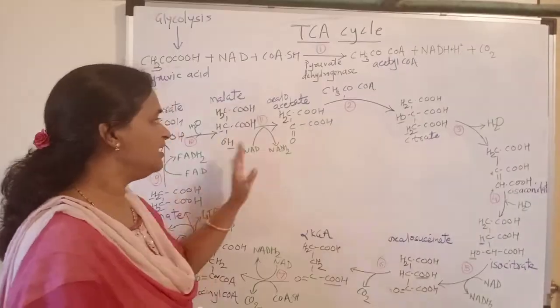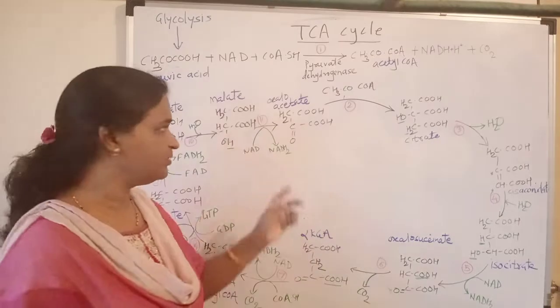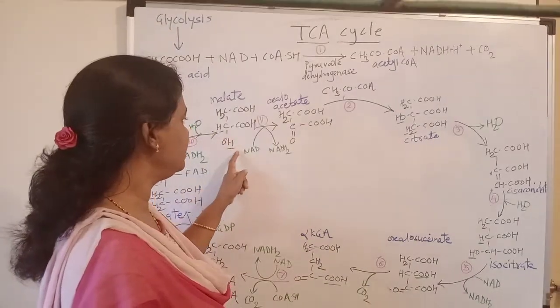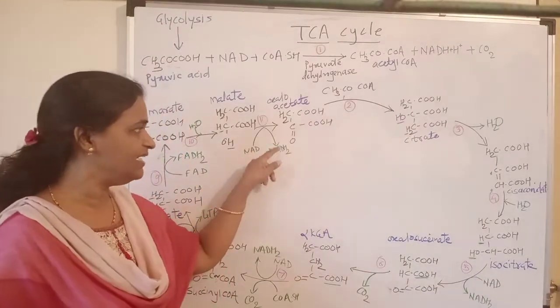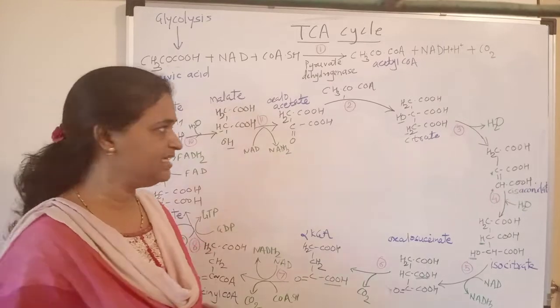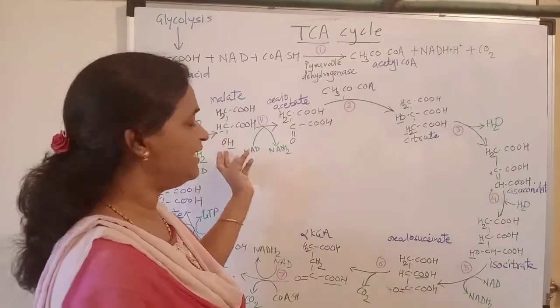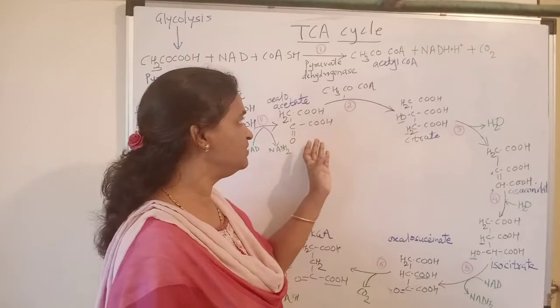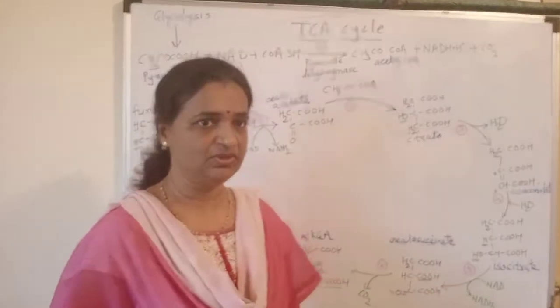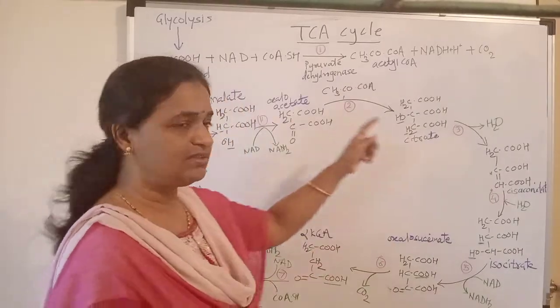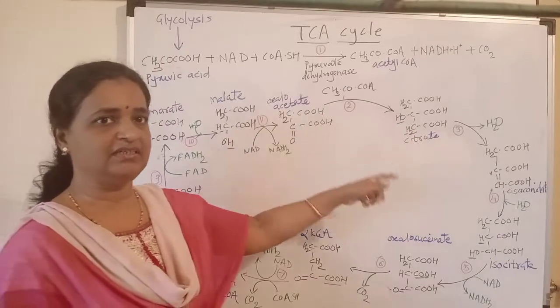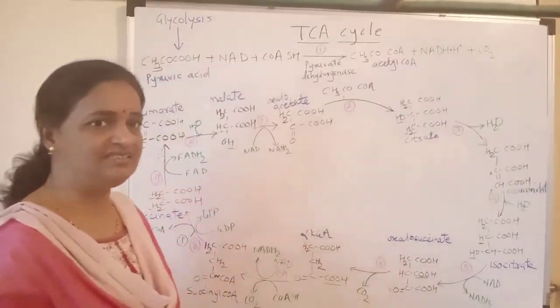This malate further undergoes dehydrogenation, removal of this hydrogen pair. It was accepted by NAD. NAD is converted to NADH2, and finally this malate is converted to oxaloacetate, which recombines with the acetyl coenzyme A. That is how, in a circular manner, the Krebs cycle takes place. That's why it is called the TCA cycle.